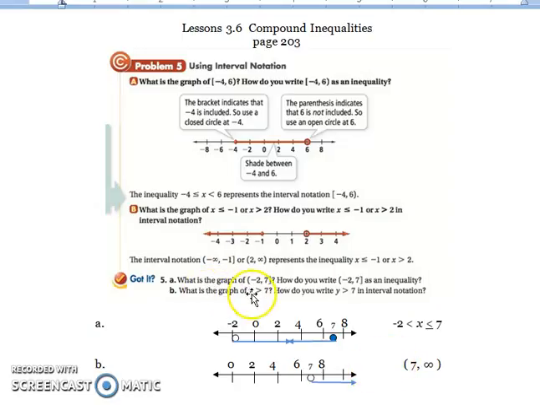Part B, what is the graph of y greater than 7? So y greater than 7, simple, open circle for greater than, and greater than goes to the right. In interval notation, that would be a parenthesis for the open circle, 7, and then it goes on until infinity, so again a parenthesis.